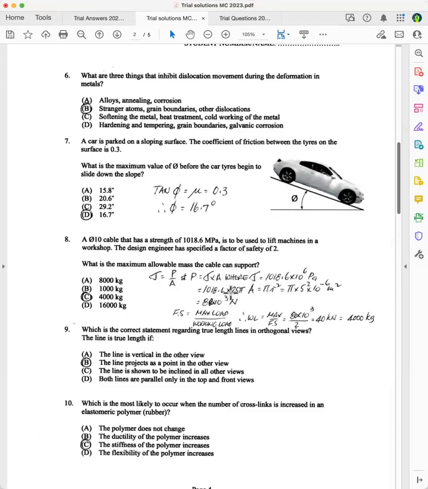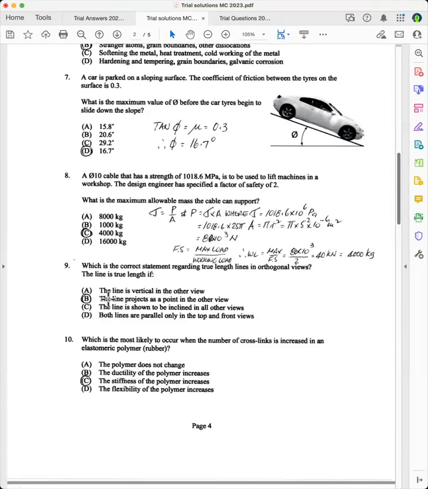And so you get this value here, which is 80 times 10 cubed newtons, which is 80 kilonewtons. And the factor of safety is the maximum load over the working load. We're after the working load, so you just divide 80 times 10 cubed by 2, and you get 40 kilonewtons. You halve that, so that would be 4,000 kilograms. And obviously C is the answer there.